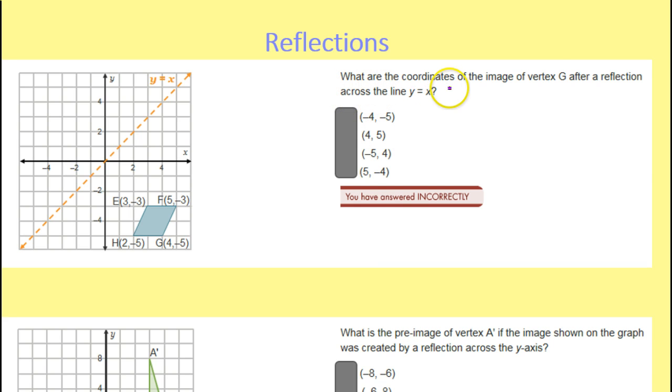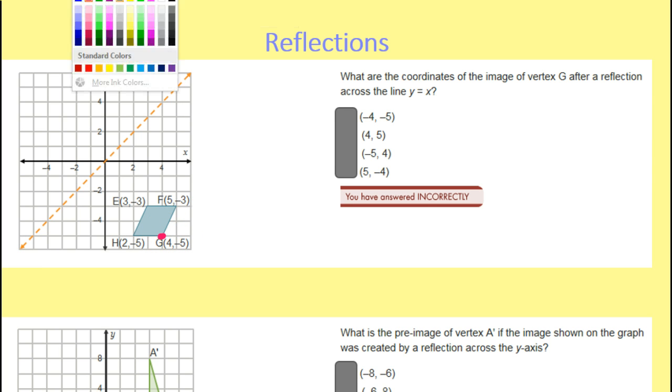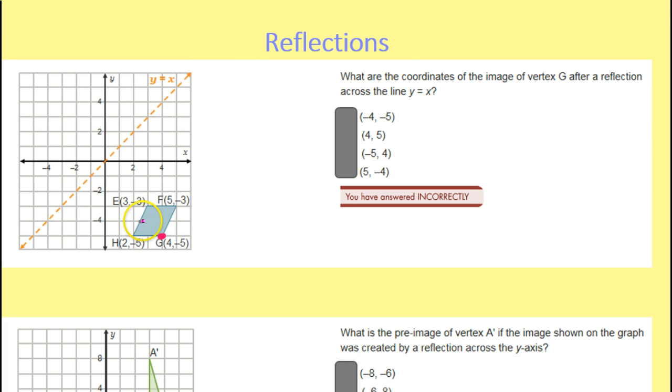What are the coordinates of the image of vertex G after reflection over the line y equals x? There's that line y equals x, so we just need to worry about G. Now, there are formulas for this, but I'll mention the formula in a second because I really like to do common sense whenever I can. To help me do my common sense, it would help me to see these lines that are being covered up.